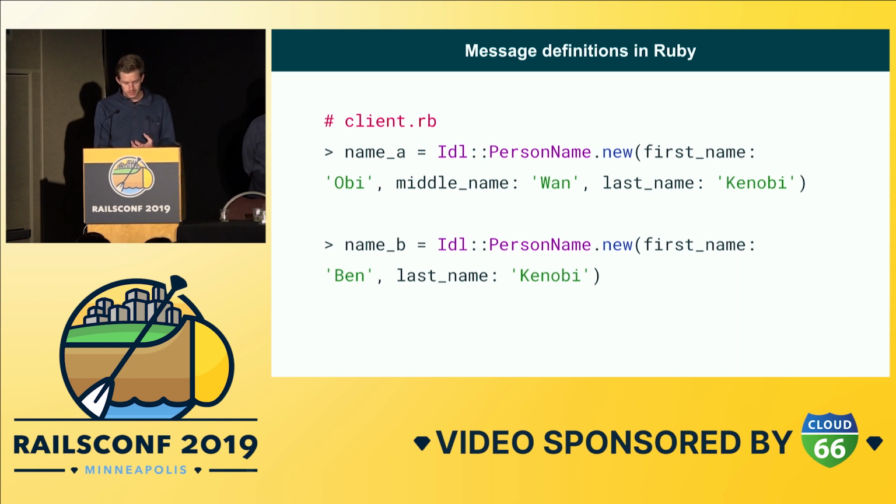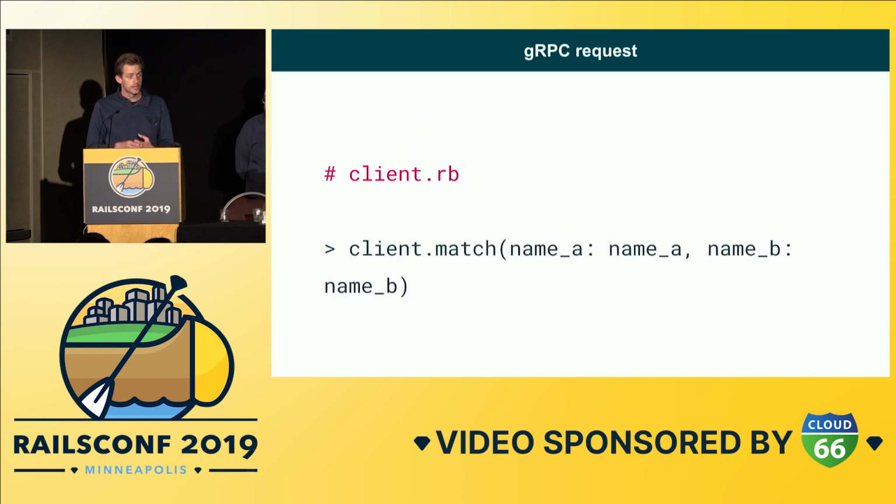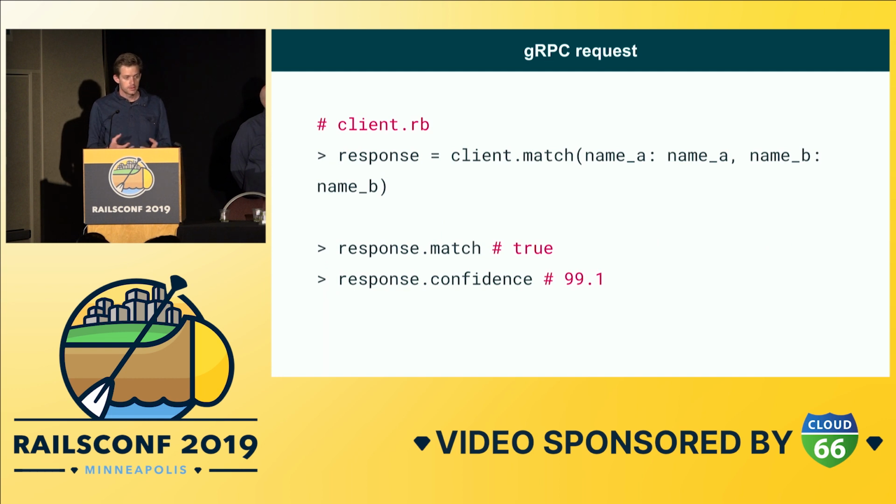So now we have our two names, and let's make a request. This is a little anticlimactic, but it's as simple as calling client.match with two keyword arguments, name A and name B, and we're going to get a response back. That response is going to be, again, a Ruby object, and we can call response.match, and yes, Ben Kenobi and Obi-Wan Kenobi are the same person. And response.confidence is very confident in this case.